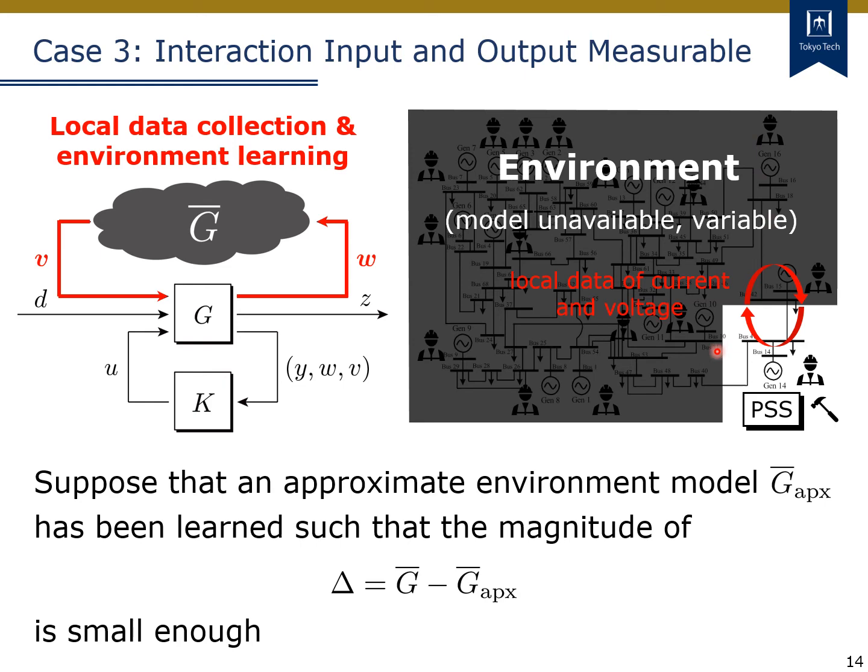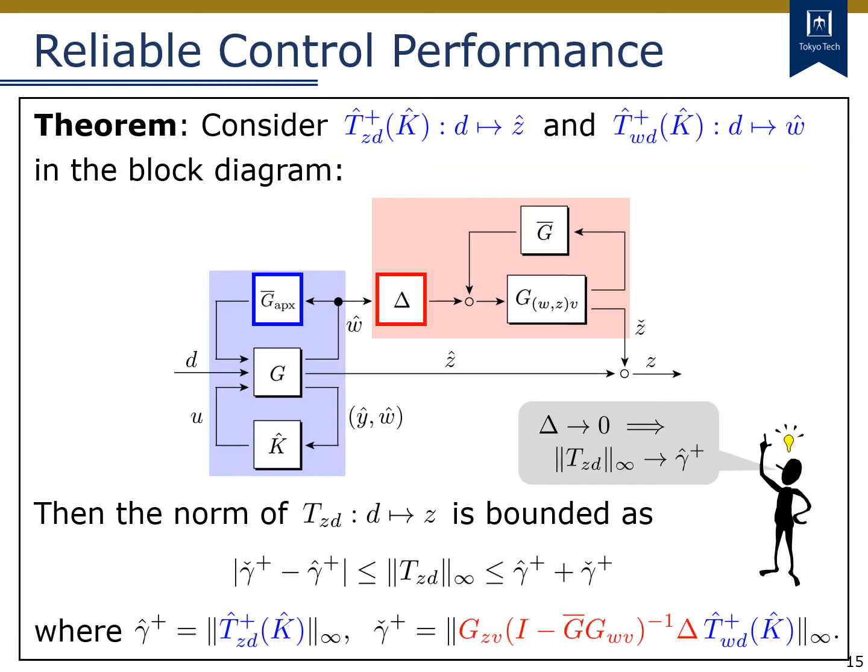Let's here suppose that an approximate environment model denoted by G bar APX has been learned from local data such that the magnitude of the modeling error delta is small enough. The objective here is to use this approximate model so that we can improve the control performance in the framework of retrofit control. In fact, using such an approximate environment model, we can further improve the reliability of retrofit control like this.